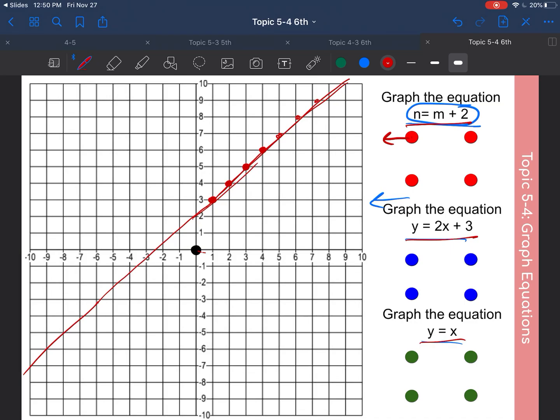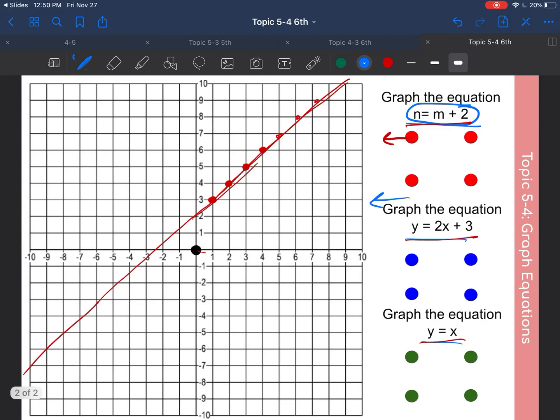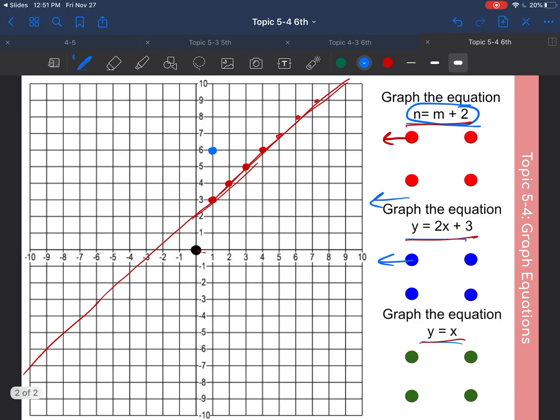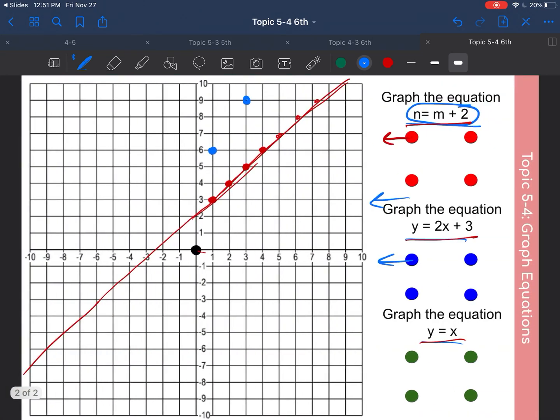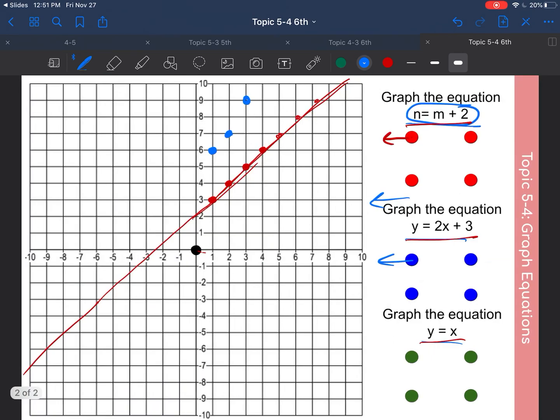So now let's look at the next one. And again, you're dragging your own dots to this table. So y equals 2x plus 3, which is this one. The first ordered pair is 1, 6. So again, you can drag your blue dot over 1, up 6, which is right here. Okay, the next one will be 3, 9, over 3, up 9, right here. The next one is 2, 7, over 2, up 7. And the next one is 0, 3.